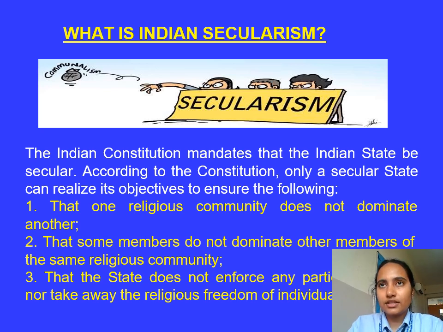Suppose we have in a society two groups, group A and group B. What should we keep in mind? That group A will not dominate group B, and in the same case group B should not dominate group A. Next, that some members do not dominate other members of the same religious community. Now, group A is of the same religion, the same religious community. So what should we keep in mind? That the same group's members should also not dominate each other. Next thing is that the state does not enforce any particular religion nor take away the religious freedom of individuals.